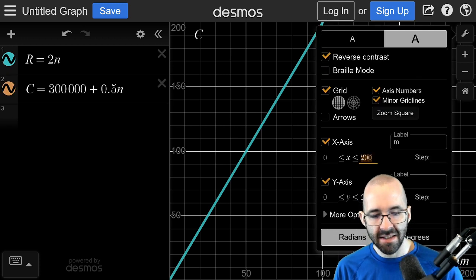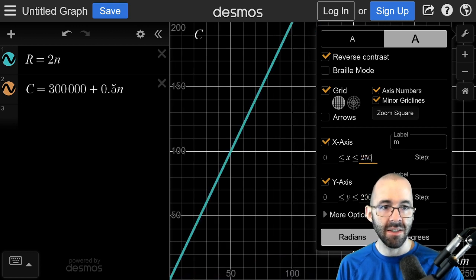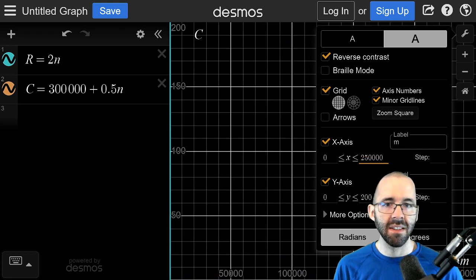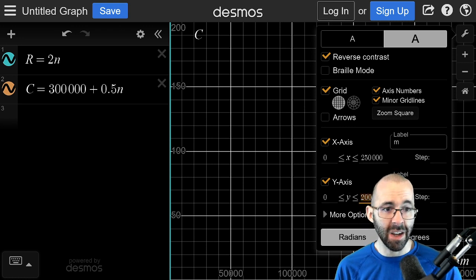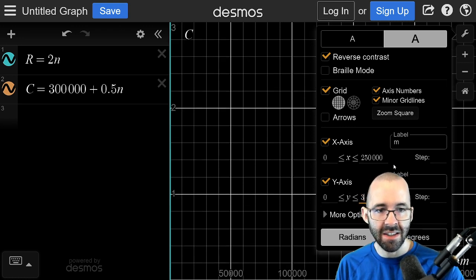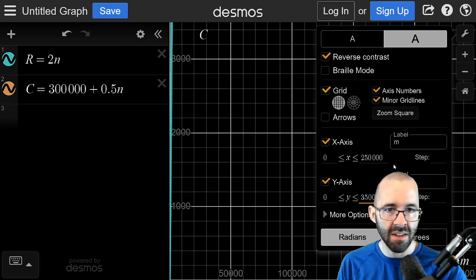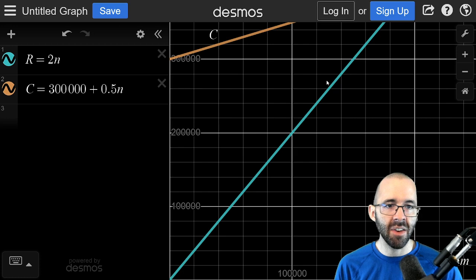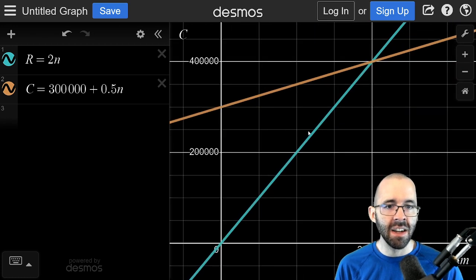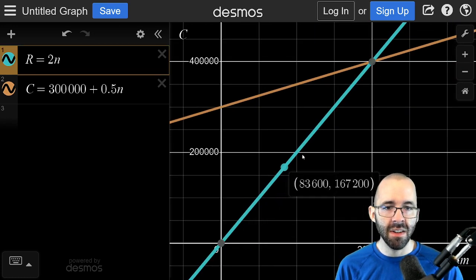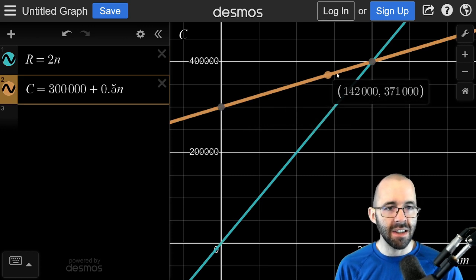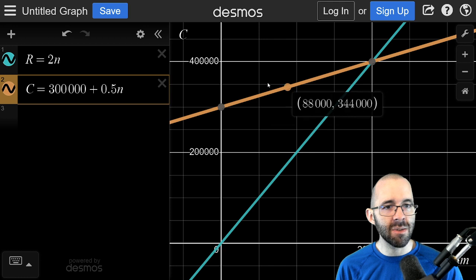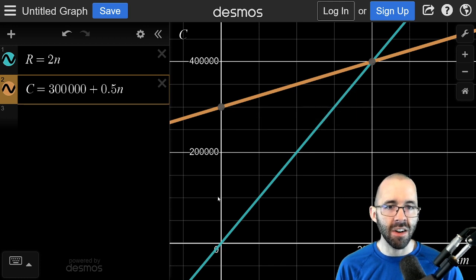Again, our x-axis, we're going to need to go at least 200,000. And our y-axis is going to start at 300,000, so it's going to be at least 300,000. Go like 350,000. Okay, not quite. We need to zoom out a little bit. You see that here's our revenue. Here's our cost. So for any inputs in this range, look at the difference between our cost and revenue, right?